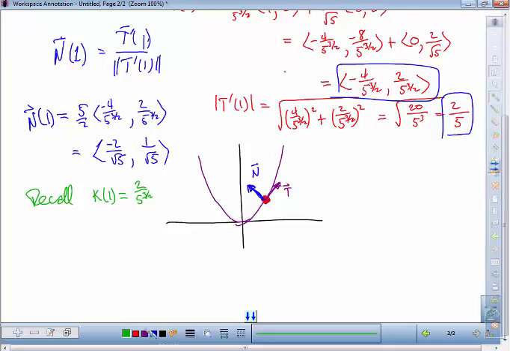So what I want to do is go to this point 1, 1. I want to scale my unit normal vector by 2 divided by 5 to the 3/2 power. And what that's going to do is give me a point somewhere, I don't know exactly where, so that's going to be the center of my circle that's tangent to the curve. Okay?